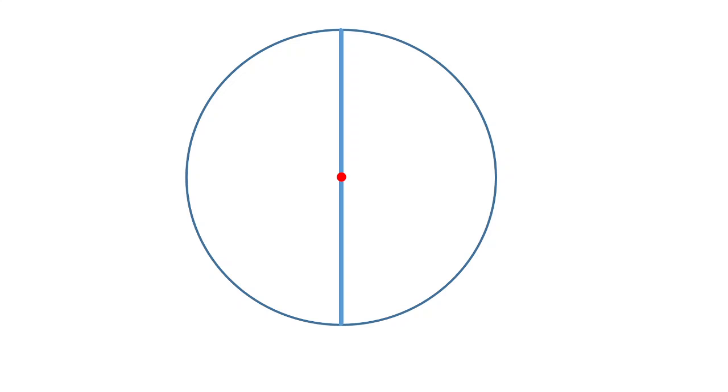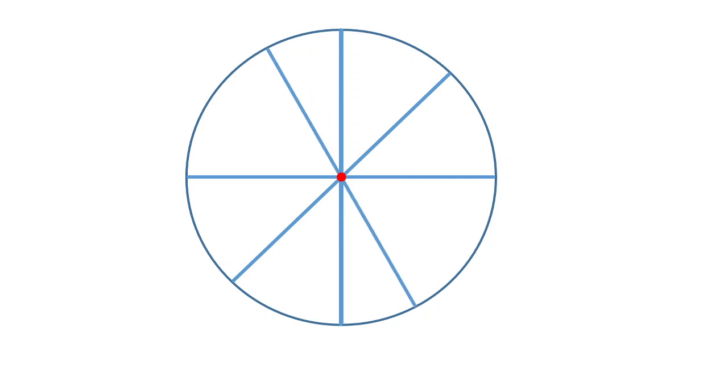So students, let us try to find the area of the circle in this video. So we have this circle here and we have a diameter. Now let me draw different diameters. This is another diameter, this is another diameter, this is another diameter. Now what I'm trying to do is divide the circle into different parts.